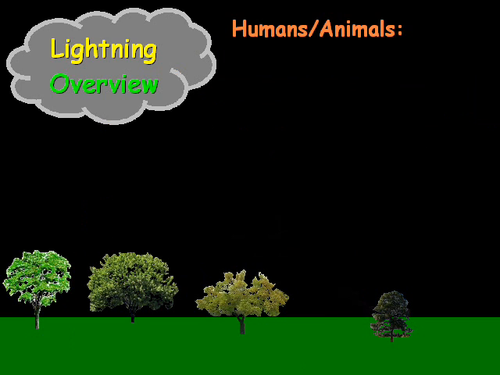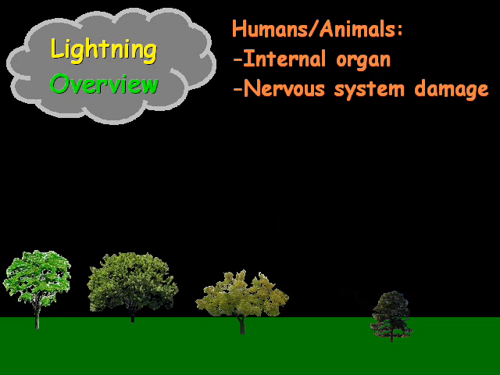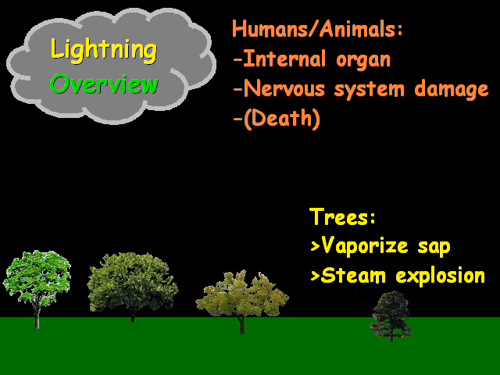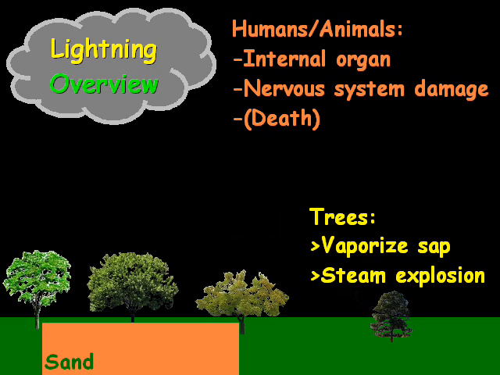Now, these can be particularly dangerous for humans or animals. It can cause internal organ damage, nervous system damage, and it may result in death. Now, when it hits a tree, it's not quite as bad, but it can vaporize the sap, cause a steam explosion, and destroy the trunk. When it hits sand, it's less bad. There are these things in the sand that sometimes may melt or may harden, and they're called fulgurites. Now, that's caused when the plasma channel melts.